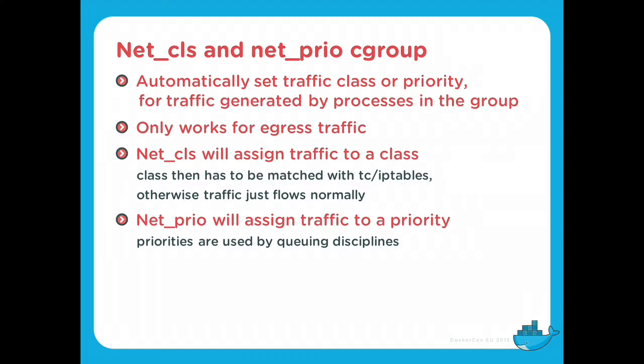So I/O is not only disk, there is also network. So here you have net_cls for classifier and net_prio for priority.